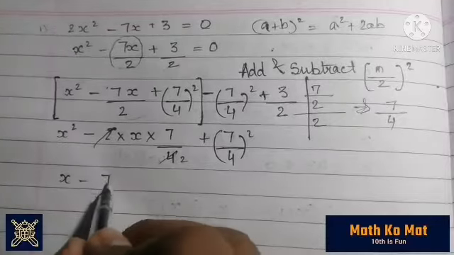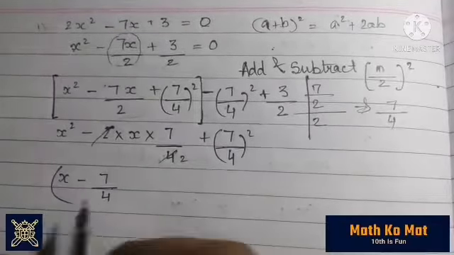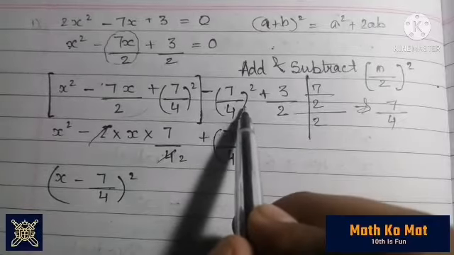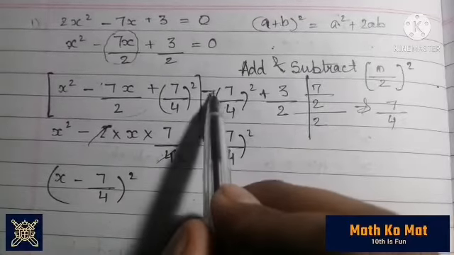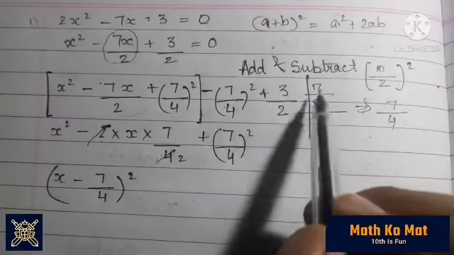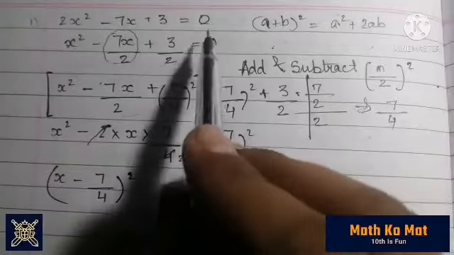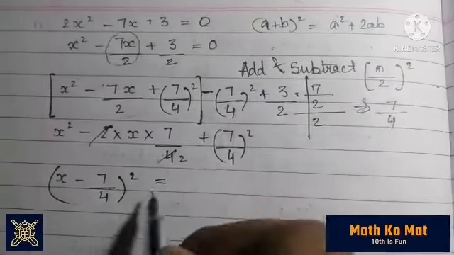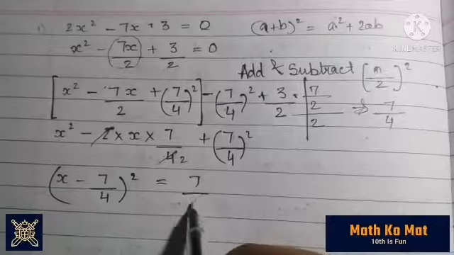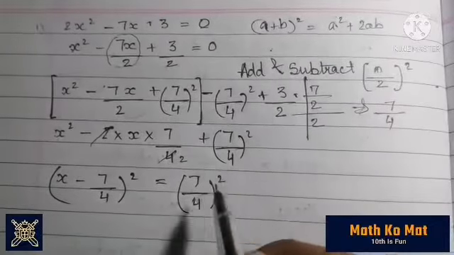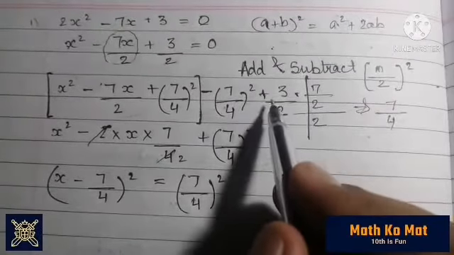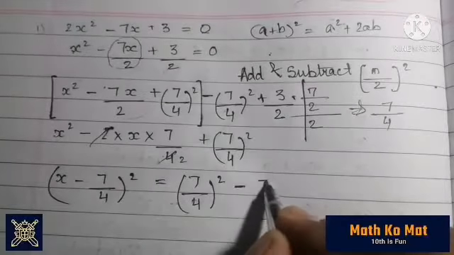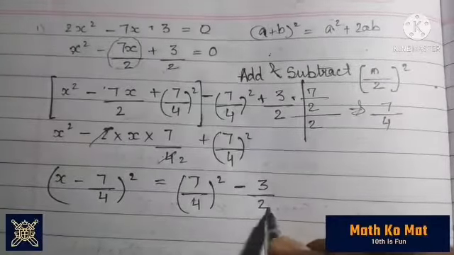So x minus 7 by 4 whole square. And now what you are left with is minus 7 by 4 whole square plus 3 by 2. Send this minus 7 by 4 whole square over to that side of the equation. So this is equal to, since it was negative 7 by 4 whole square, it will become positive. So 7 by 4 whole square. And since this plus 3 by 2 was positive, now it will become negative. So minus 3 by 2.